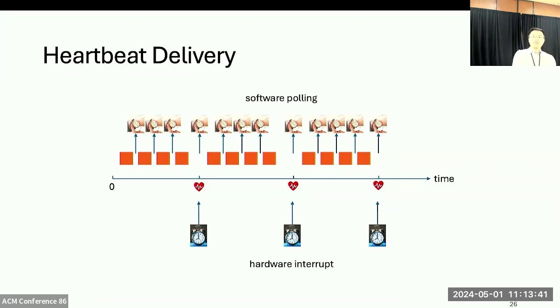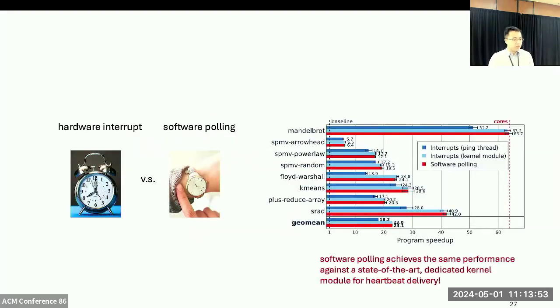Okay, you might wonder why we talk about software polling in this case. It's obviously true that hardware interrupt is definitely a better approach. Well, we thought so at the beginning as well, but our results counterintuitively show that software polling can be as competitive, or have the same performance, as using hardware interrupts.